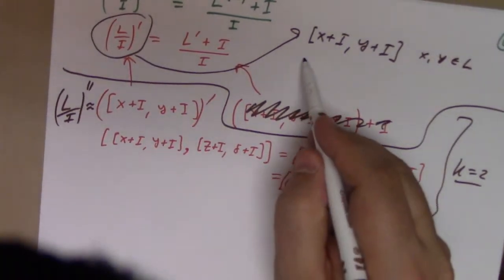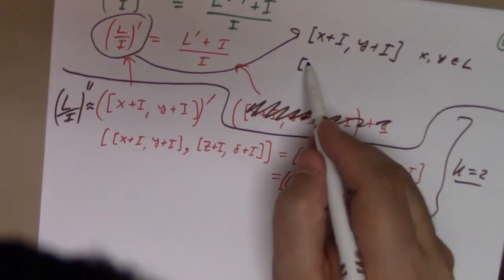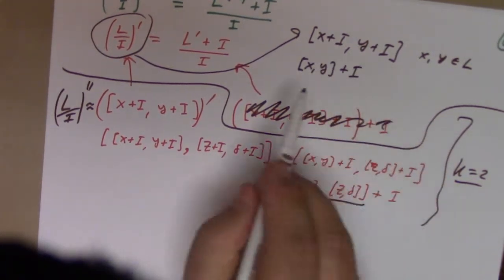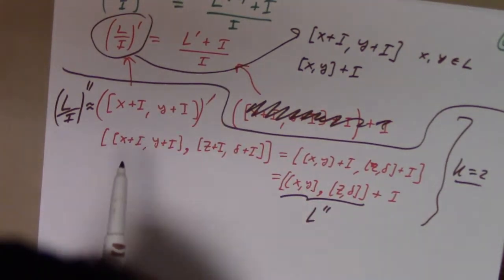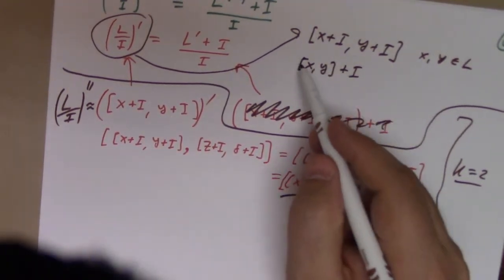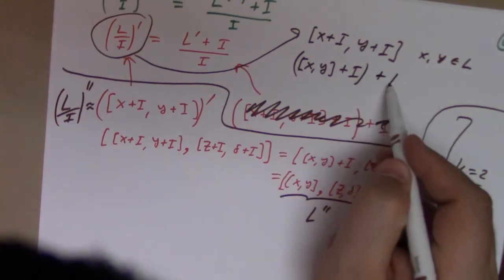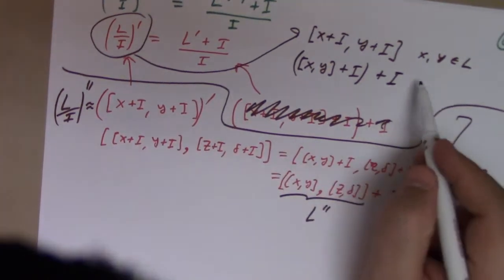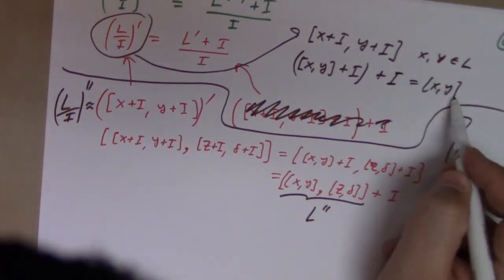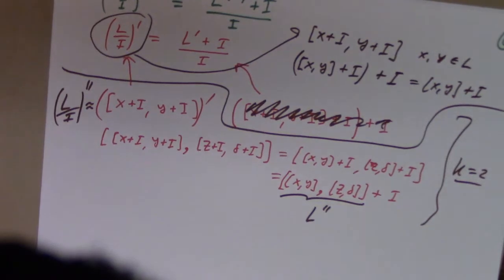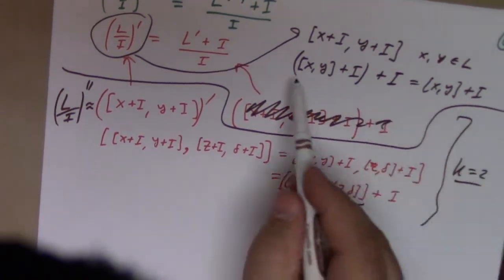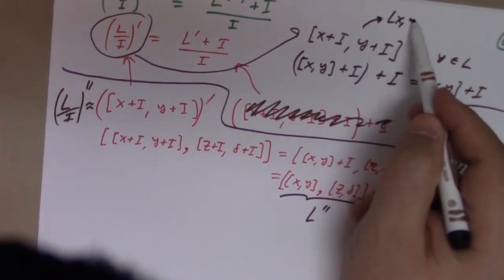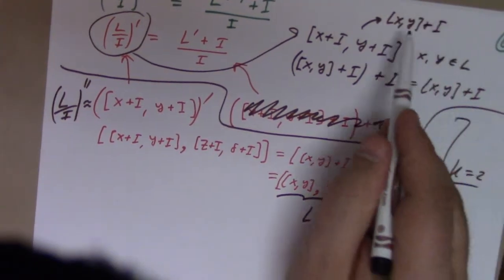L prime would be something like xy. So xy plus I would be something in the top. That's the representative, and then you do plus I. This is kind of stupid. That just reduces to x comma y plus I, right? Because it's like adding 0, essentially. Whereas this, through a little bit of algebra, the definition of the bracket gives you that. So they're the same type.